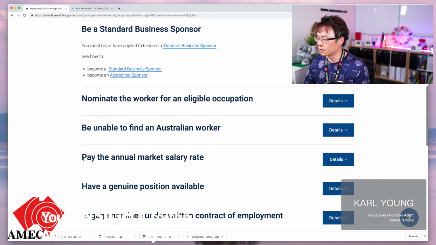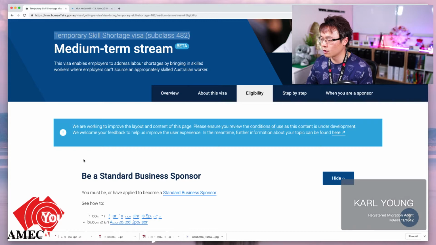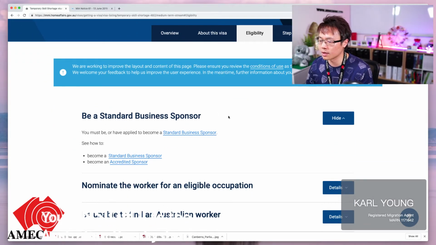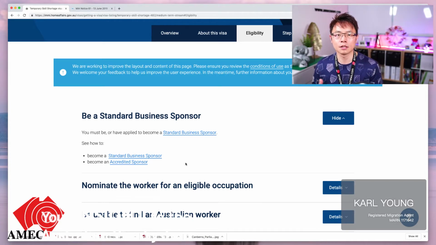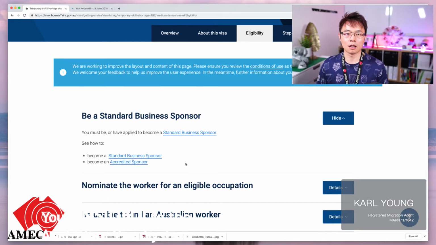So there are a number of different things that we are required to go through. So let's go one by one. First of all, you have to be a standard business sponsor. Now, what is required to be a standard business sponsor? Basically, you're required to show the active and lawful operational status of your business.